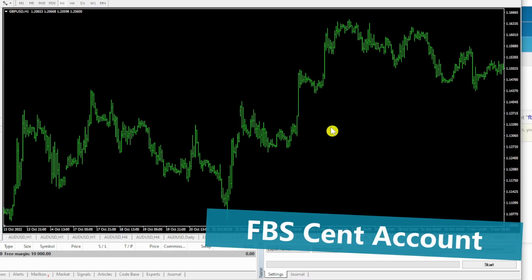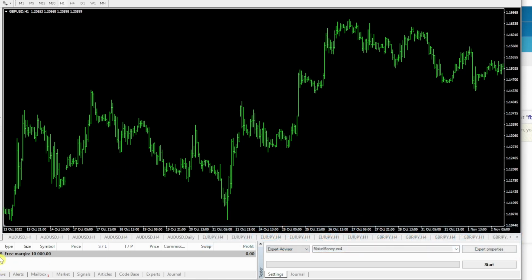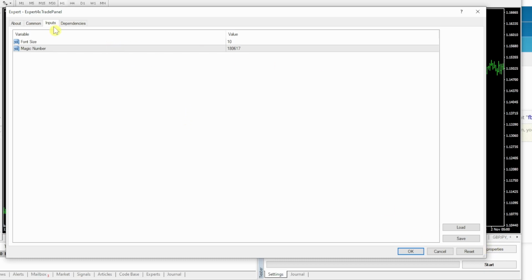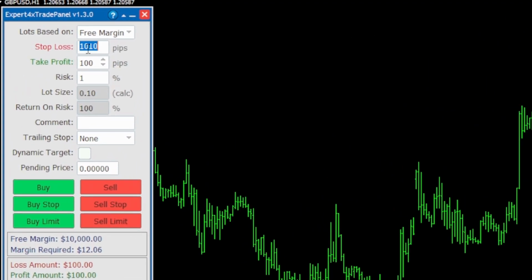I've switched over to an FBS cent account where $100 turns into $10,000. I'm going to bring up the trade panel again. Stop loss was 130 again. Take profit was 200. And we're going to risk 1% of our account. 1% of 10,000 is $100, and we are allowed to take this trade.